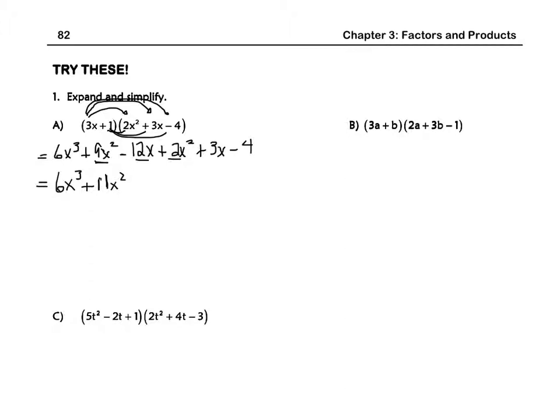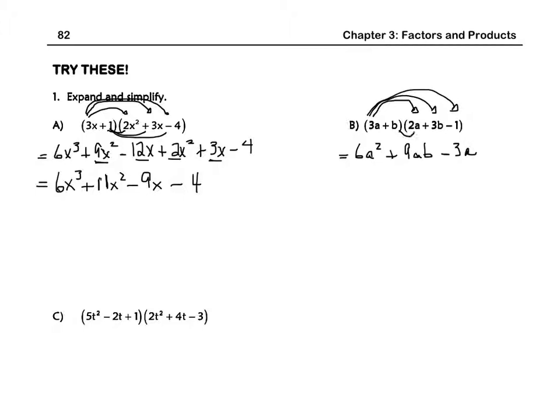And a negative 2x and a 3x for negative 9x's. And then your minus 4. And the next one, 3a times 2a is 6a squared. 3a times 3b is 9ab. And 3a times the negative 1 is minus 3a.